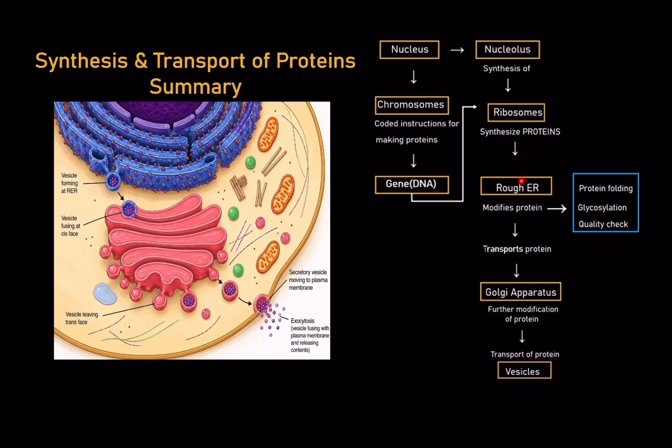Proteins are then transported to the rough ER for modification. Once they get modified, they are then transported to the Golgi. The Golgi does the final modifications, and these proteins are finally packaged in vesicles and transported either inside the cell or outside the cell. So this summarizes one of the major functions that our cell does.